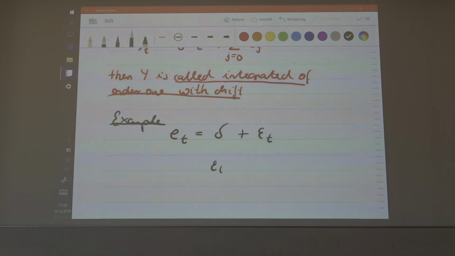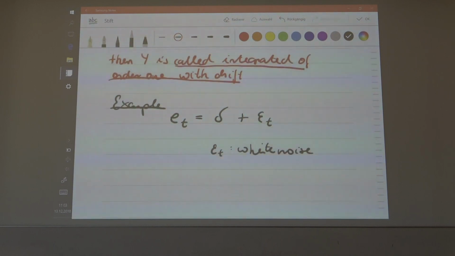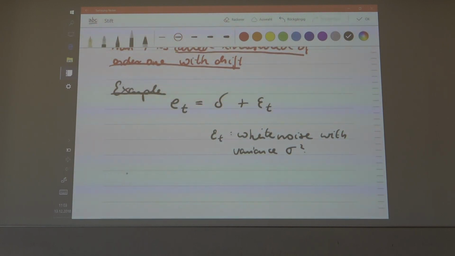So epsilon t is a white noise, and suppose that the white noise has variance sigma squared. Let that be the first example that we consider. Now what's going to be the expectation of the process?